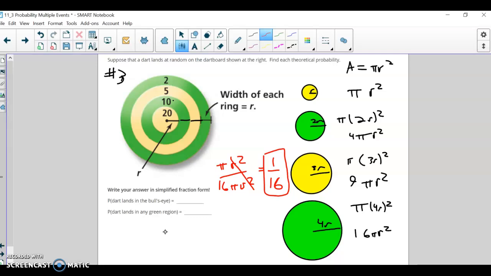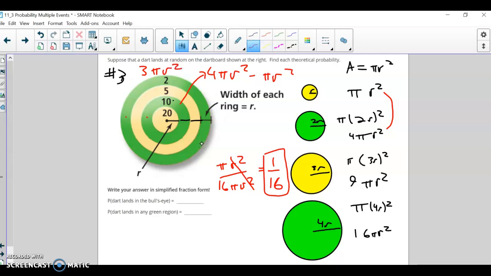Okay, so the green region gets tricky because we have to add this plus this. And so that first circle is actually a donut. So if it was all filled in, it would be 4 pi r squared, but then we have to take out this middle yellow part. So we're going to subtract these two areas. So that's 4 pi r squared minus 1 pi r squared. So you get 3 pi r squared. So that inner ring there is 3 pi r squared.